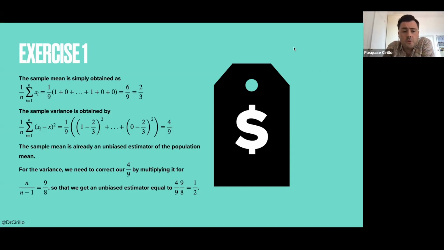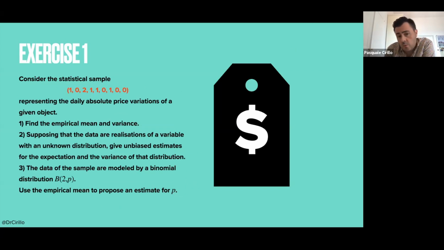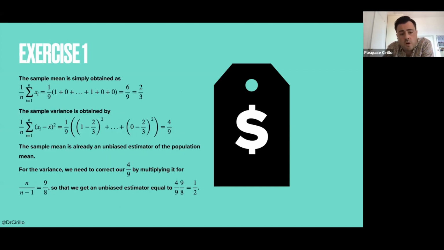So if I want to compute the sample mean, this sample mean is obtained as 1 over n, the sum of my observations. So in my case, if I consider the sample in red that we were considering, this sample contains 9 observations. So the sample mean is 1 over 9 multiplying the sum of the observations. So 1 plus 0 plus 2 plus and so on. If I sum these observations, I get a 6. 6 divided by 9 is 2 over 3. Okay, so this is the sample mean.